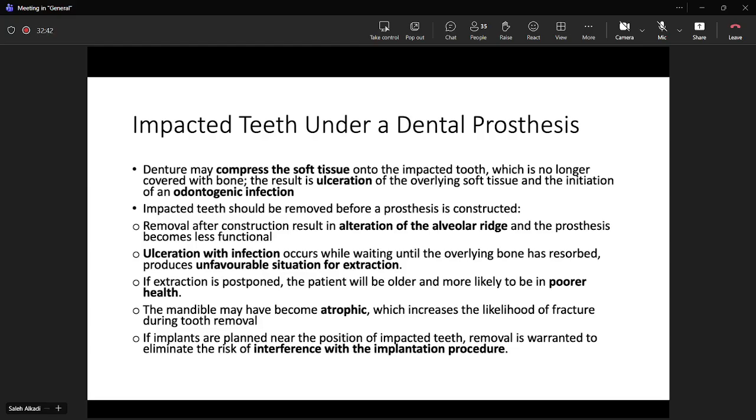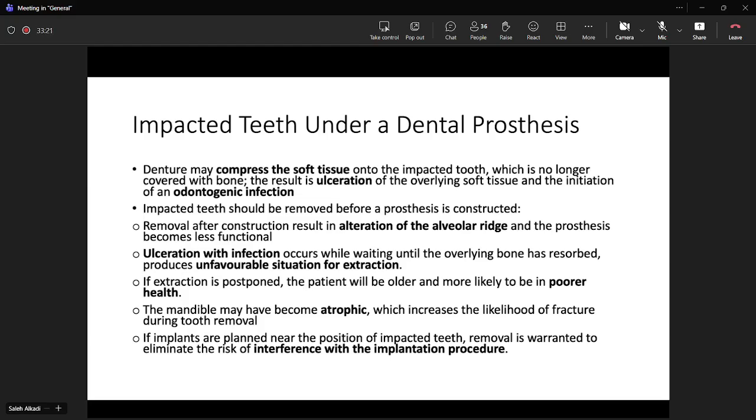Another main indication for removal of impacted teeth is if these impacted teeth are under a dental prosthesis. We know that sometimes you fabricate a denture for patients who have an impacted tooth. The tooth is completely impacted within bone, but with time, the bone and the ridge resorb, and then the impacted tooth becomes superficial, soft tissue impacted, not bony impacted. So the denture may start compressing the soft tissue overlying the impacted tooth. This may result in ulceration of the overlying soft tissues, and this may initiate odontogenic infection.